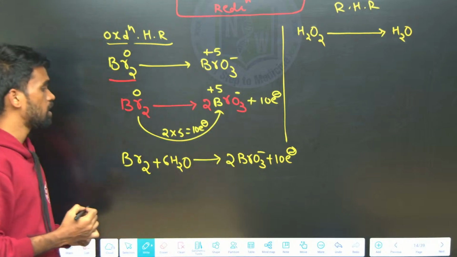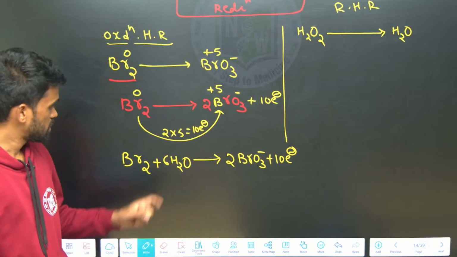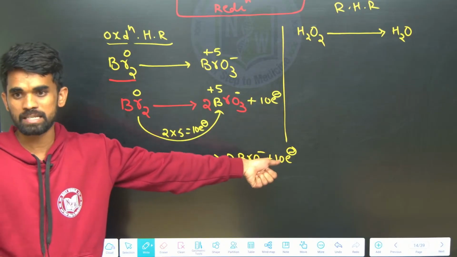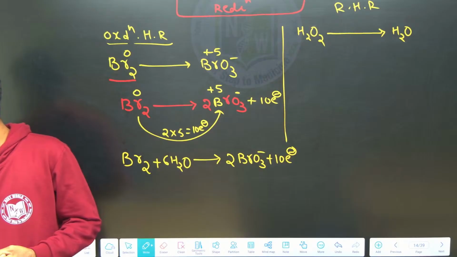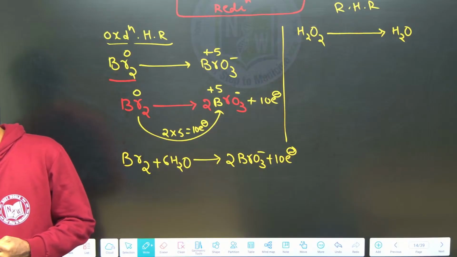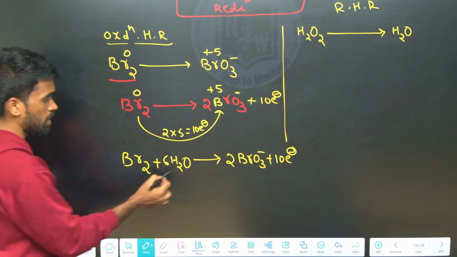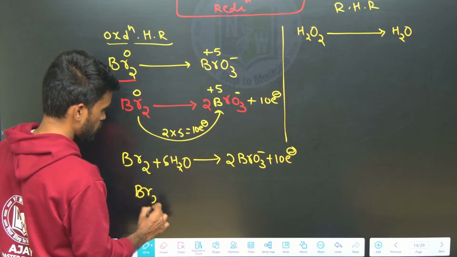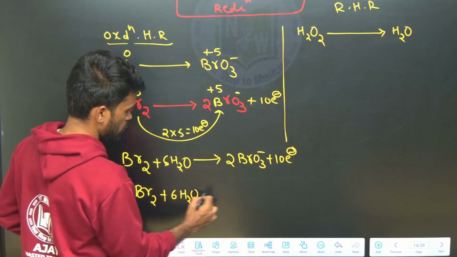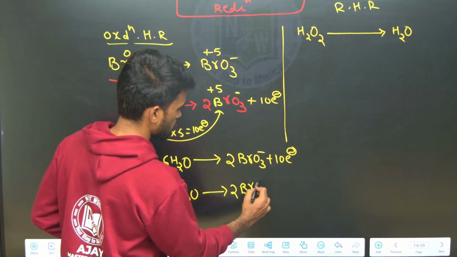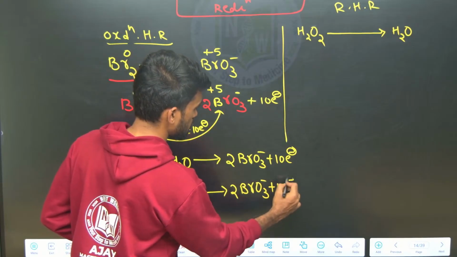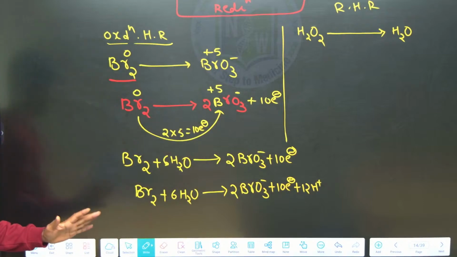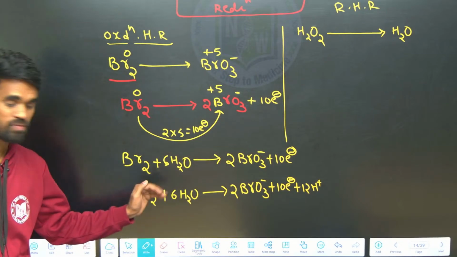After doing this, what is the deficient side again? Here hydrogens are there but on the product side no hydrogens. So we need to add H plus ions. How many do we need to add? Tell me. 12. Why? Because 6 water molecules give 12 hydrogens. So you can write Br2 plus 6 H2O gives 2 BrO3 minus plus 10 electrons plus 12 H plus. Okay, done up to here. So this oxidation half reaction is balanced.